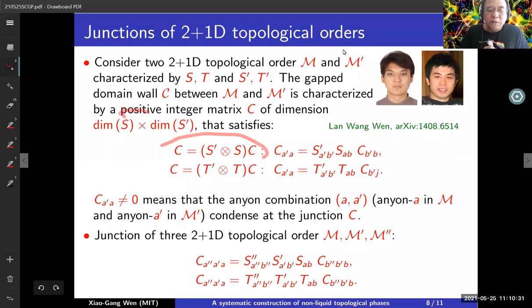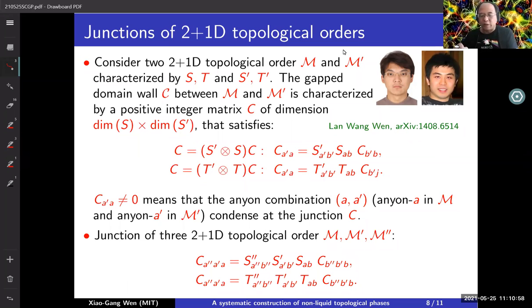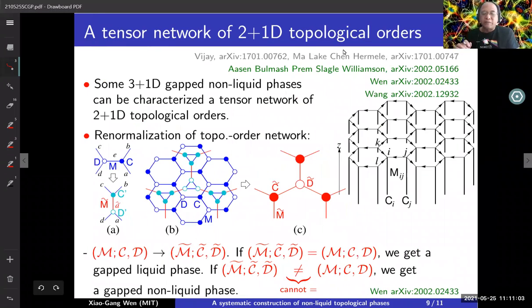So the positive integer vector or integer matrix such that this condition really classifies the boundary. And then for the junction of three topological orders, we have this S T and S' T', S'' T'', they have very similar conditions. So therefore tensors which are invariant under the ST operation really classify different topological orders or different boundaries of topological order.